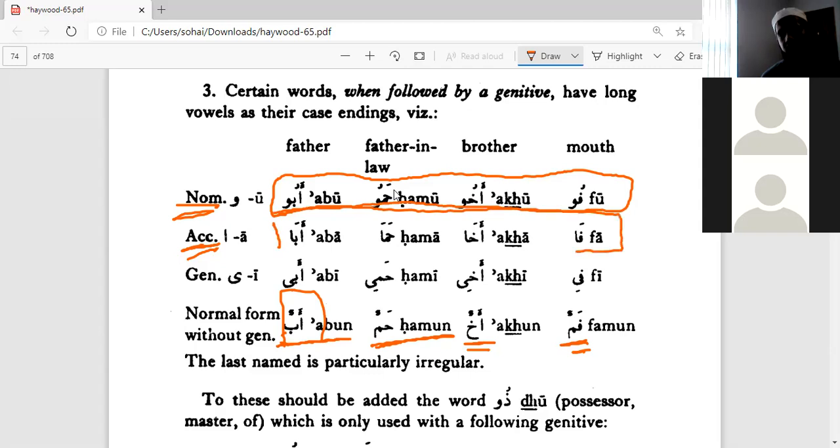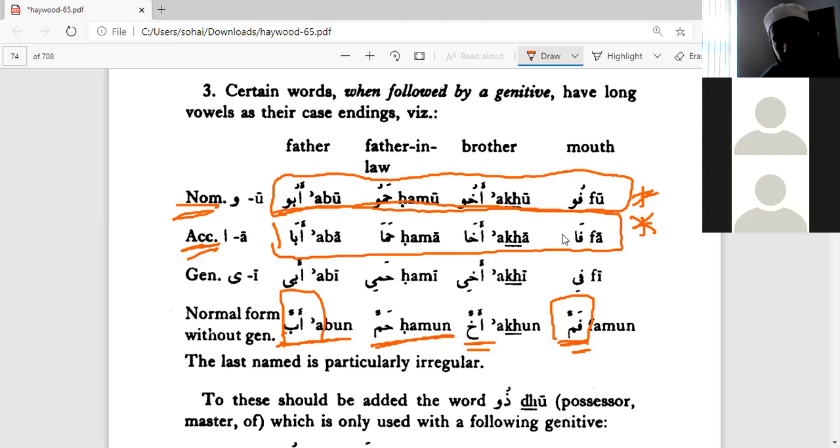Again, there's a fixed scale. The first letter has a fatha, then the second letter gets a fatha as well. Then there is an alif: aba, hama, akha, and fa. For fa, you just need to notice it's not fama. It should be fama really, but it's fa. Same with the meem dropping. In nominative, when it's mudaf, it is fu, and when it's mudaf in accusative case it is fa. In all other letters only the noon drops.